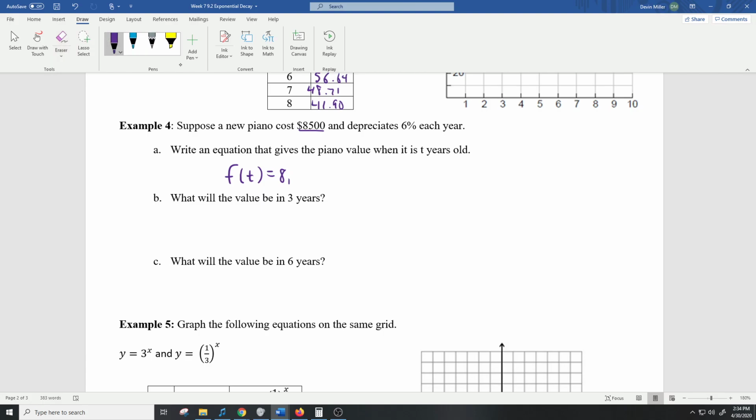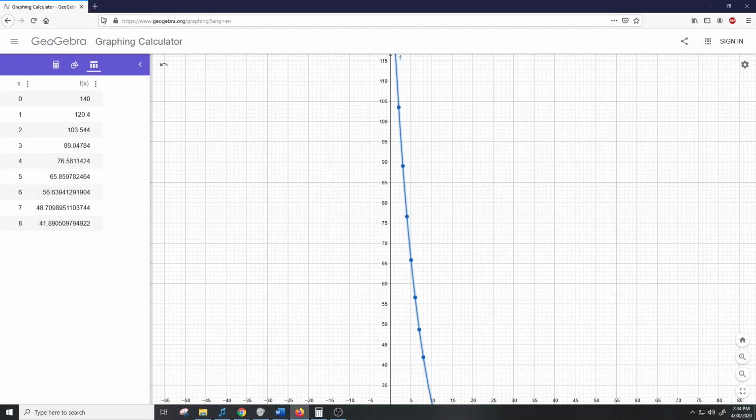8,500. And we're multiplying that by what? 6%. So it's only going down, if you subtract it from 100, is what? 94. So 0.94 to the t value. Again, I would not be interested in putting this in the calculator. You can put each one in the calculator to find 3 years and 6 years, but you could also go back and plug it in to this calculator here.